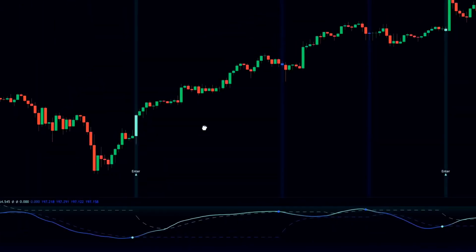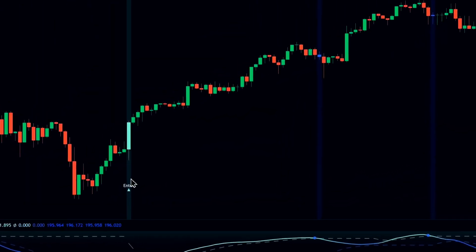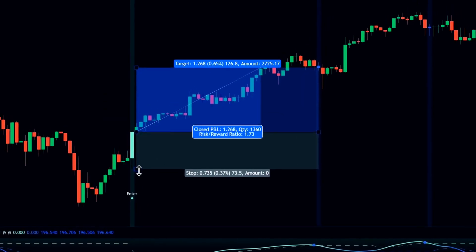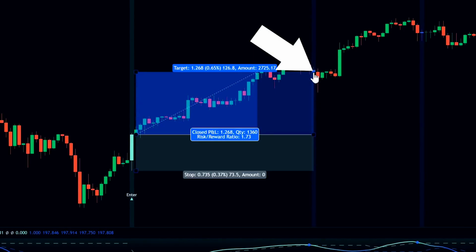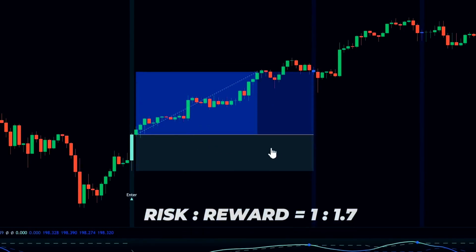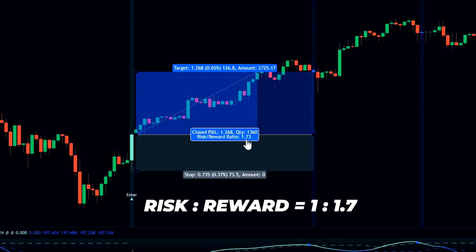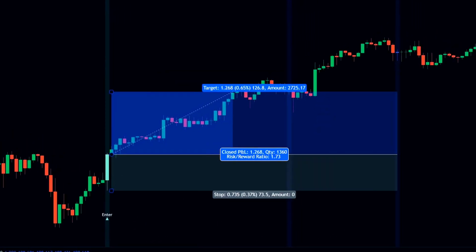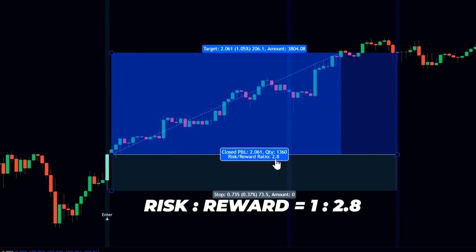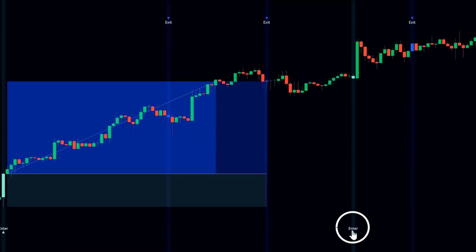A few candles later, the same indicator suggested entering another long position. If we took that trade, again placing the stop loss just below the entry candle and targeting the exit point I recommended, this trade would have been profitable with a risk-reward ratio of 1 to 1.73. If we target the next exit point, the risk-reward ratio jumps to 2.8. The same scenario applies to this position.